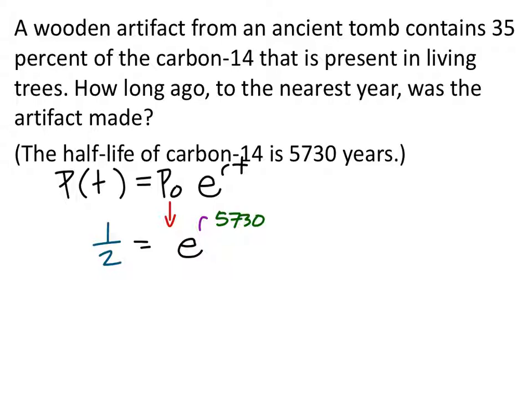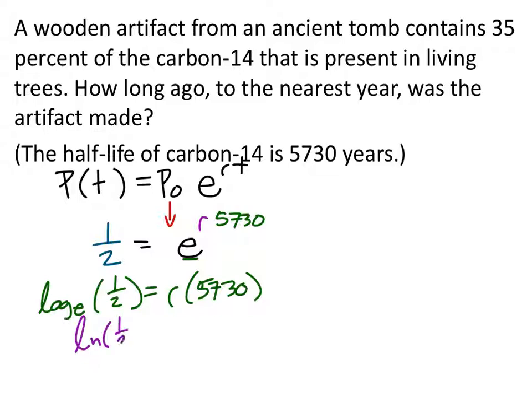Just like we did on that last problem, I'm going to change this into a logarithm. So it's going to be the log base e, because that was the base of my exponent, of 1/2, equals the rate multiplied by the 5,730. And then once again, it's a log base e, which makes it really just a natural log of 1/2. Then to solve for the rate, I'll divide both sides by 5,730, which I'll put in the calculator because that becomes a phantom 1.